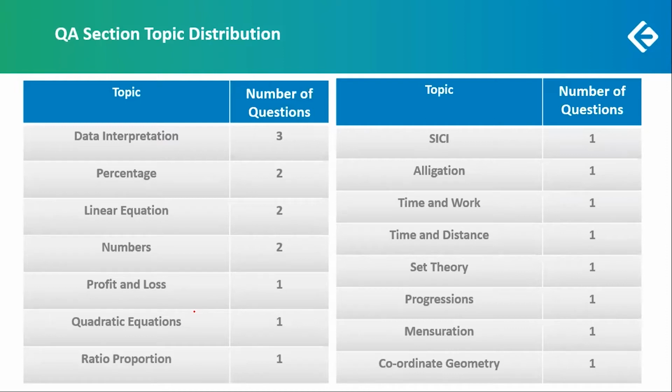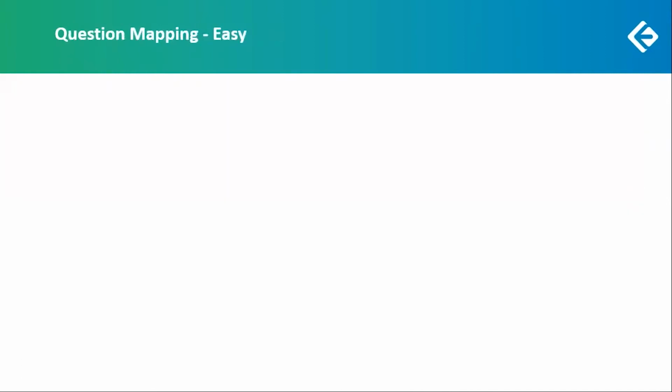So overall very balanced paper, and each and every topic finds its representation except for PNC and probability being completely missing from the paper. Let's look at the question mapping. First of all, we'll discuss easy questions.